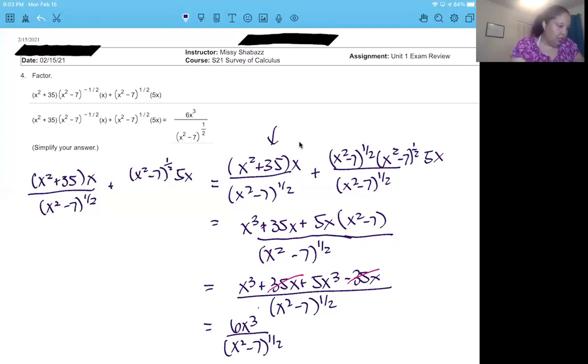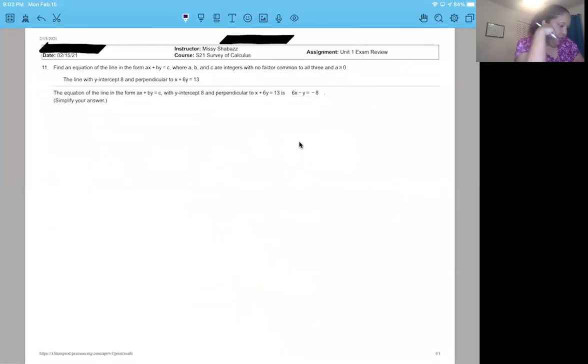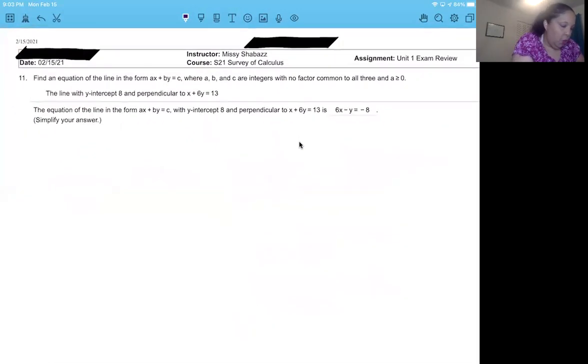All right, next question. This is question number 11. Find an equation of the line in the form ax plus by equals c, where a, b, and c are integers with no factor common to all three, and a is greater than or equal to 0. The line with y-intercept 8 and perpendicular to x plus 6y equals 13.